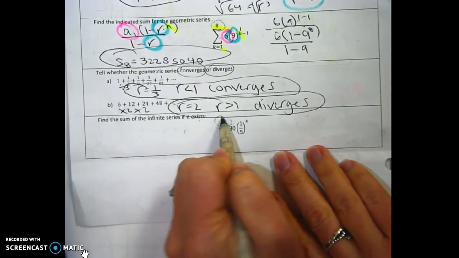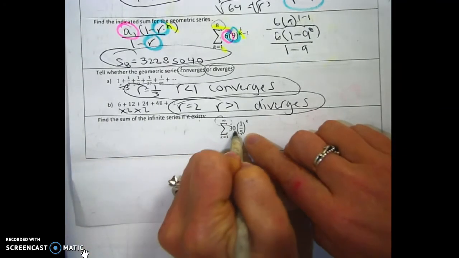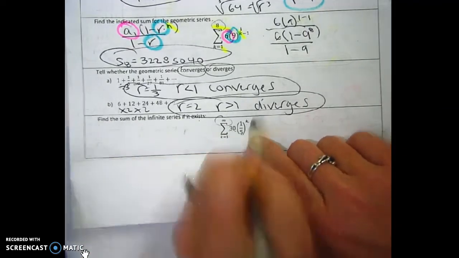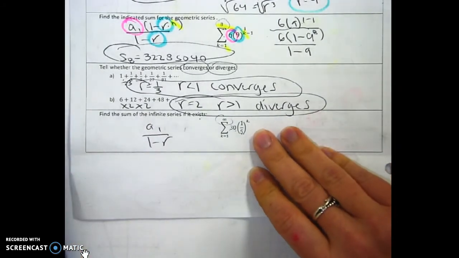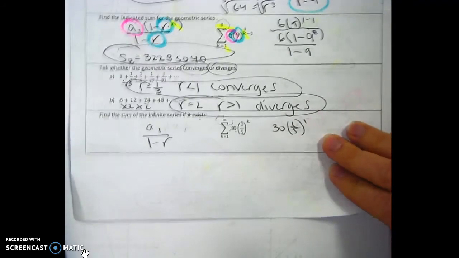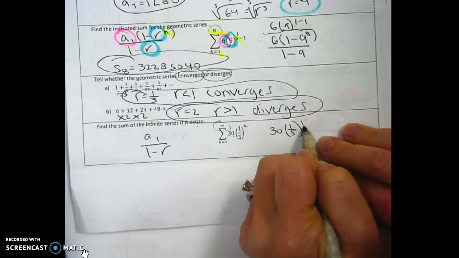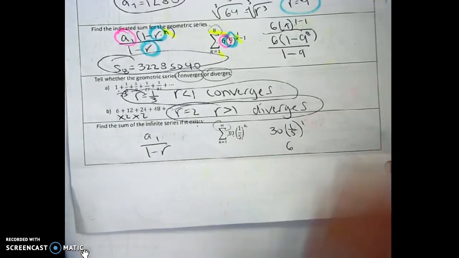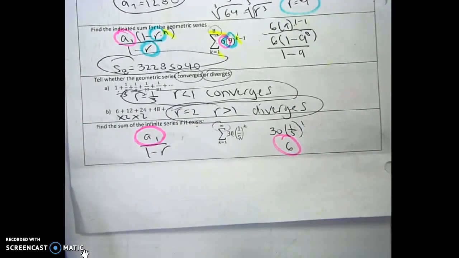It says if it exists. So it's infinity, but the ratio is less than 1. I can find the sum. If it said 30 parentheses 5 to the k, the answer would be you couldn't. a sub 1 over 1 minus r, simplistic one. a sub 1 means I'm going to go 30, 1/5 to the first power to find the first term. 1/5 to the first is 1/5 times 30 is 6. So my a sub 1 is 6, and my ratio is 1/5.